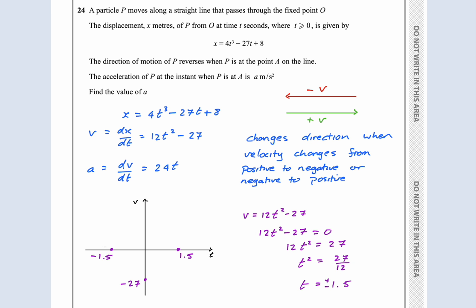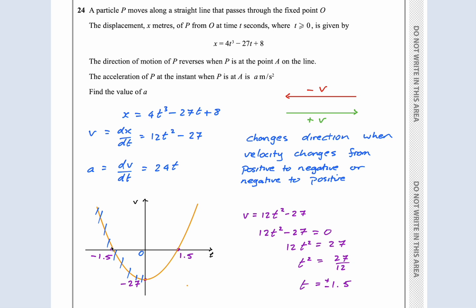Okay, now I'm going to draw it like this first. Something to note: this is only for when t is greater or equal to 0. So I'm not concerned with what's going on over here, because nothing happened before 0. All that's happening is this bit here.